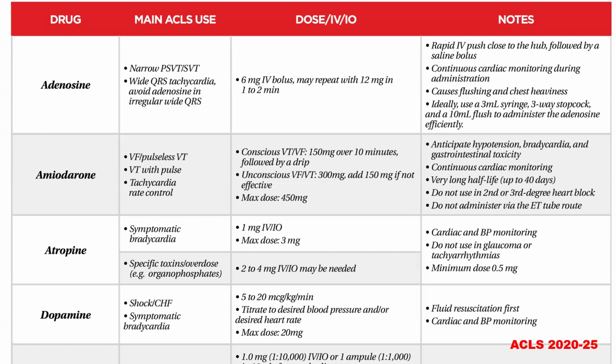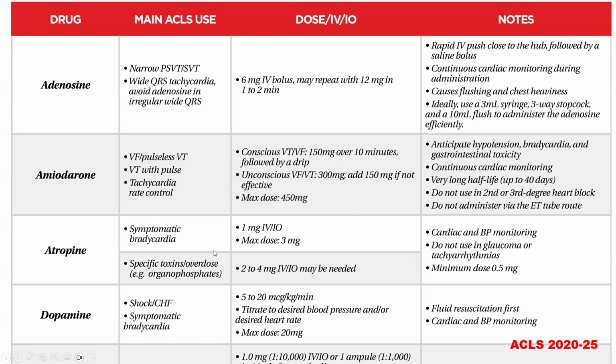Ideally use a 3 ml syringe, a 3-way stopcock, and a 10 ml flush to administer adenosine efficiently. Usually it's done by 2 individuals. Have a stopcock, one person pushes the adenosine and another person pushes the flush while you are switching the stopcock, so that the adenosine is delivered immediately. It should be in close proximity to the heart.